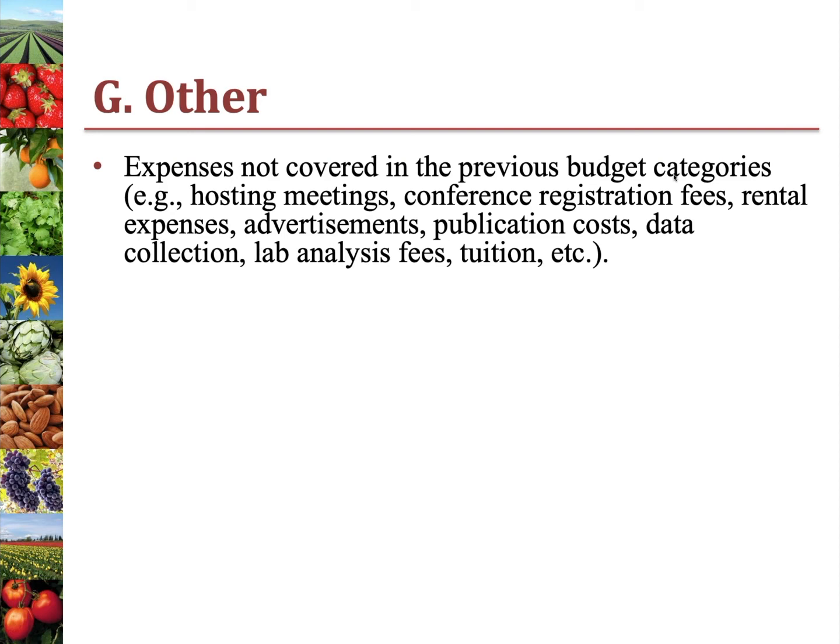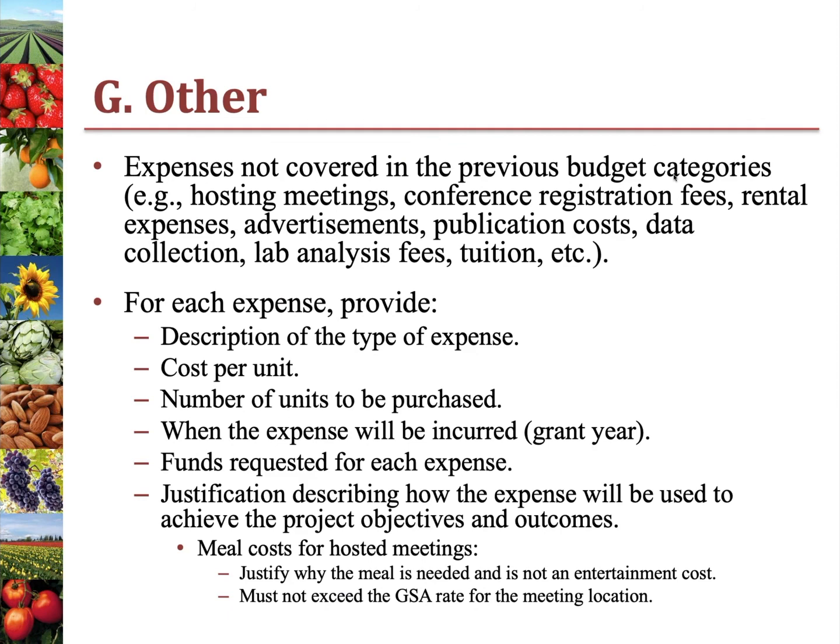Category G is where project-related expenses not covered in any of the other budget categories should be listed. Expenses listed under Other can include costs for hosting meetings, conference registration fees, rental expenses, and publishing project results in professional journals. In the table provided, enter a description of the expense, the cost per unit, the number of units to be purchased, when the expense will be incurred, and the funds requested.